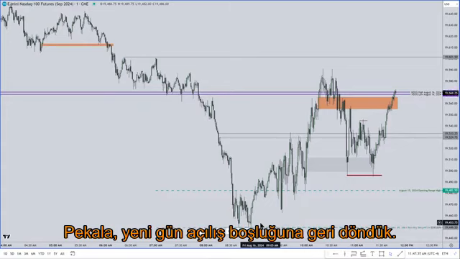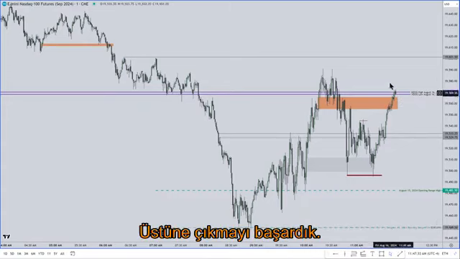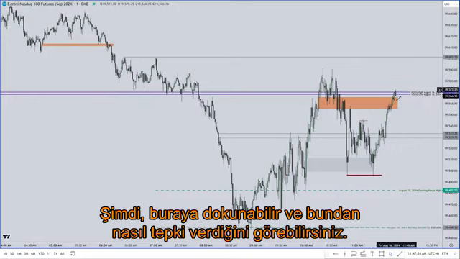All right, so we're back in the new day opening gap. We found our way above it. Now we're inside of it in here now. You can touch this here and see how it reacts off of that.